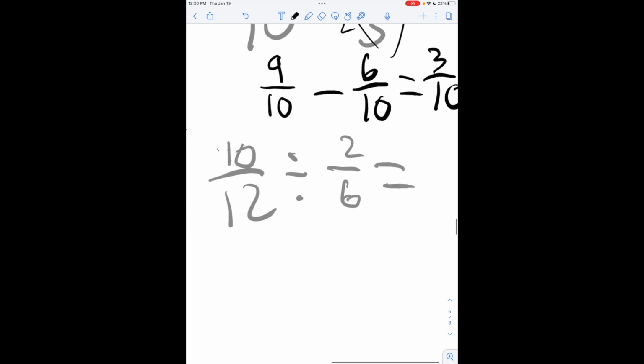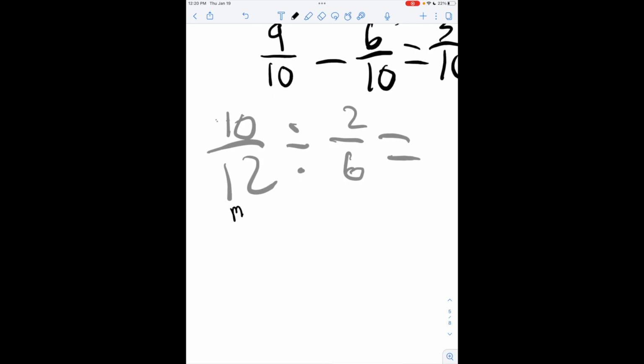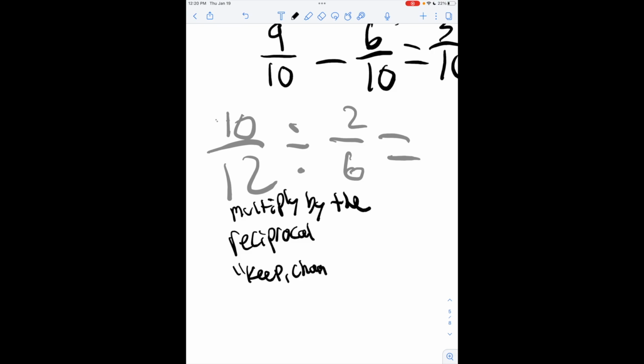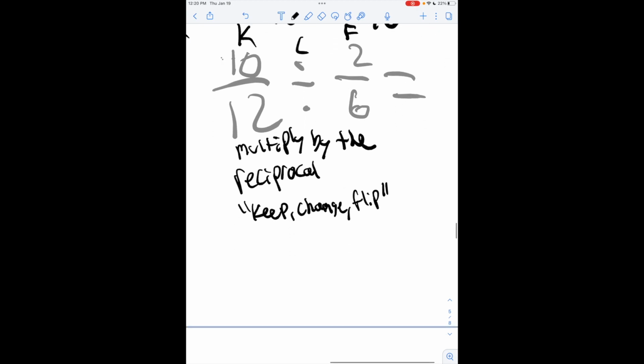And last but not least, when we divide fractions, we use this idea called multiply by the reciprocal. And that really means keep, change, flip. So I'm going to keep my first term the same. I'm going to change the division to multiplication, and I'm going to flip my numerator and my denominator. So 10/12, change division to multiplication, and flip 6/2.